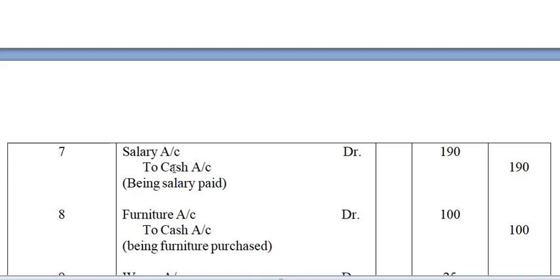Now let's move to the next entry, that is paid salary. So now you are paying salary to your worker. If you are paying salary to the worker, then it is your expenditure, because you are the owner and you are giving the salary. But if you are an employee working in some company and you are receiving the salary, then it is your income.